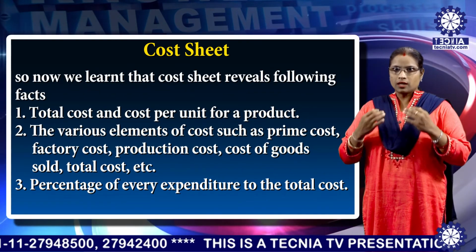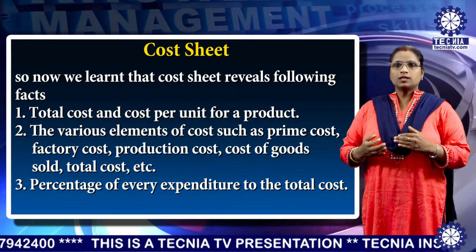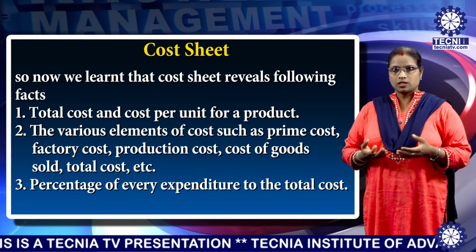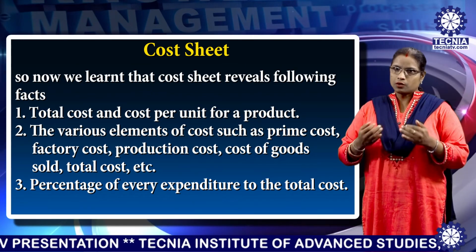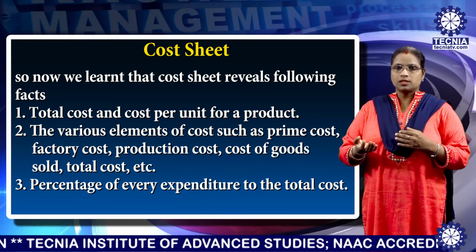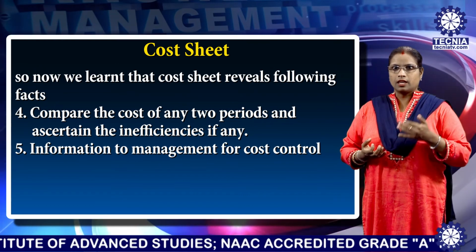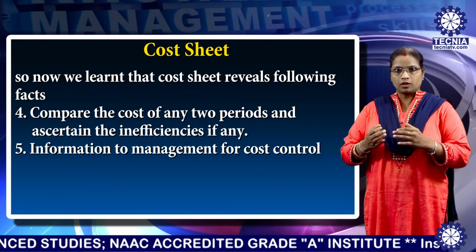So, now we have learnt about the cost sheet, and it reveals the following facts. Total cost and the cost per unit for a product. The various elements of cost such as prime cost, factory cost, production cost, cost of goods sold, total cost, etc. The percentage of every expenditure to the total cost. Comparison of the cost of any two periods to ascertain inefficiencies, if any. And information to management for cost control.